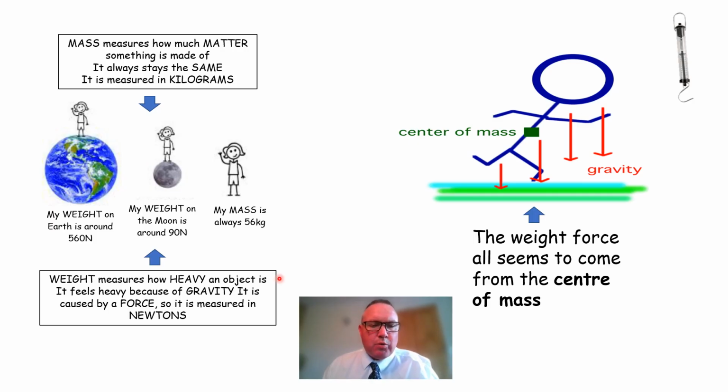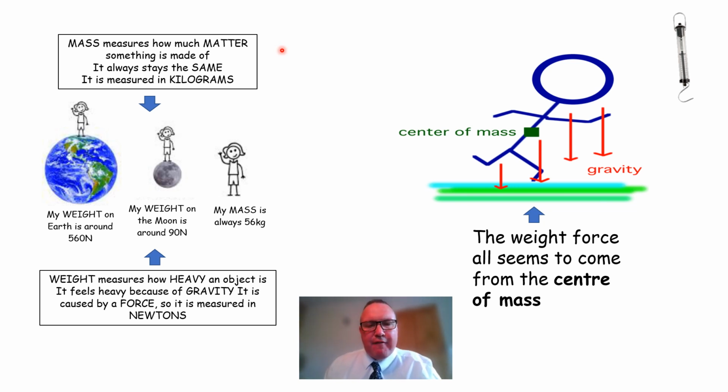So one of the forces we're going to deal with is weight. Now remember, the weight of something is how heavy it feels, and that's caused by gravity. Now that means that your weight can be different in different places. For example, I feel heavier on the Earth and I feel lighter on the Moon. That's because gravity is stronger on the Earth and weaker on the Moon. But my mass never changes. The example here shows that the person's mass is always 56 kilograms, no matter whether they're on Earth or on the Moon. So mass always stays the same, but weight changes because of the force of gravity.